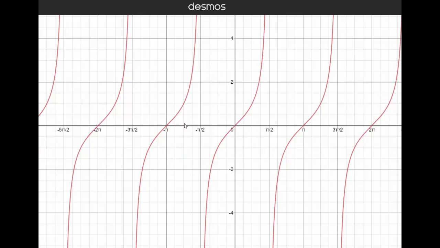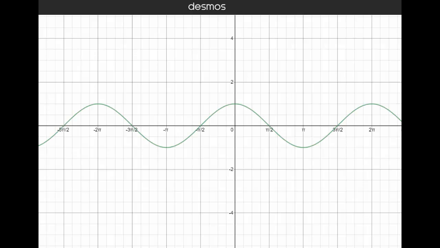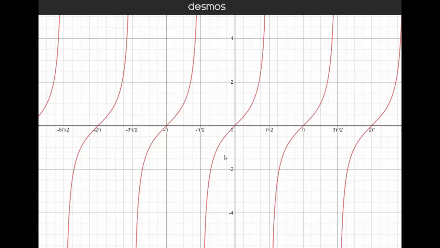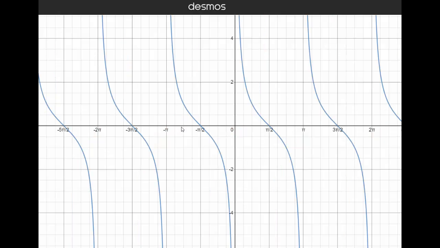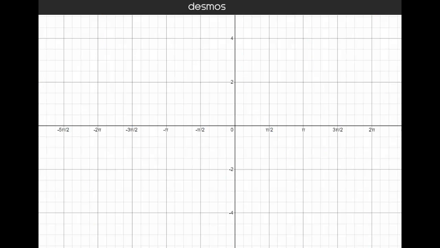Tangent, same thing. We've got this repeated periodic pattern. Tangent looks like it's repeating every pi. But you know that sine and cosine repeat every 2 pi. So what's going on with that? And tangent looks like it's going from low to high as you go left to right. Cotangent is the opposite direction. It's going from high to low. So why is that?